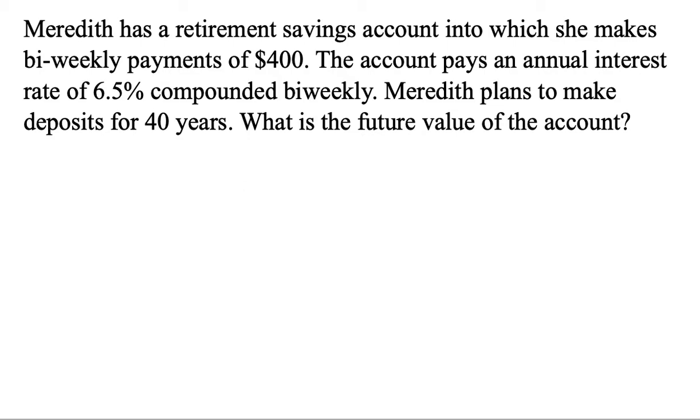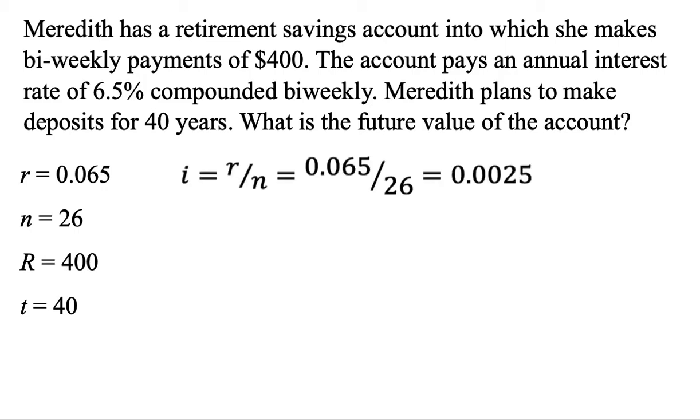We begin by listing what we know. We know that the 6.5% rate becomes 0.065 as our R value. Since it's paid bi-weekly, 52 weeks in a year divided by 2 means 26 payments. Each payment will be $400, and the term of this is 40 years. Let's find our I value. Taking 0.065 and dividing by 26, we get 0.0025.